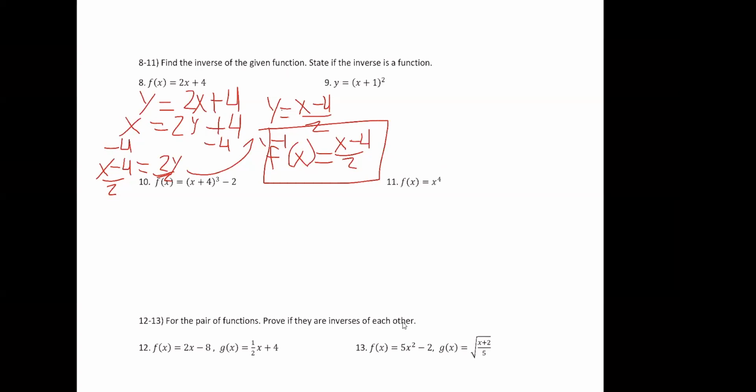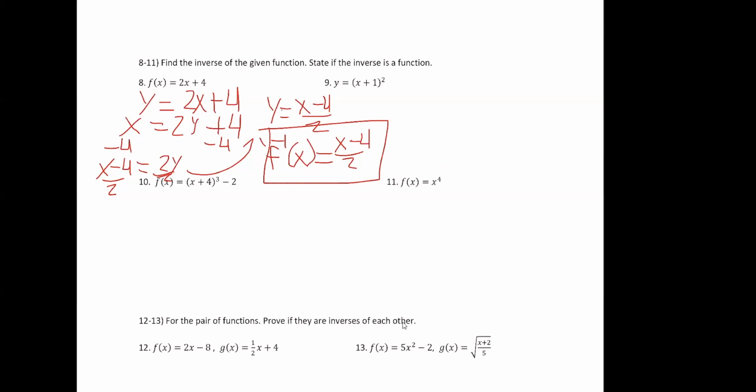I'm going to skip number 9. There's one thing you've got to be careful with when you're doing these. Anytime you take an even root or even radical of both sides, you've got to put a plus or minus. So if you're taking the square root of both sides, you've got to put a plus or minus. Or if you were taking the 4th root of both sides, you've got to put a plus or minus. If you're taking an odd root, you don't have to put the plus or minus.